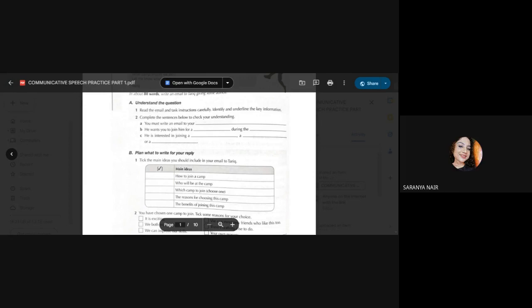The reasons for choosing this camp? Yes, we do. The benefits of joining this camp? Yes, we do have to include benefits, but you don't have to include so many. Even 1 point will do. Because remember again, 80 words. Do you understand?